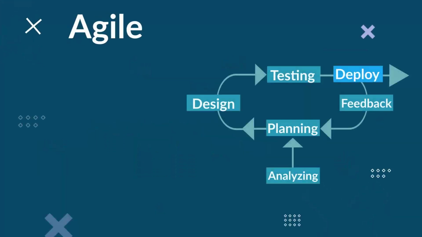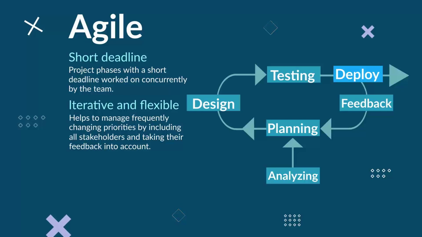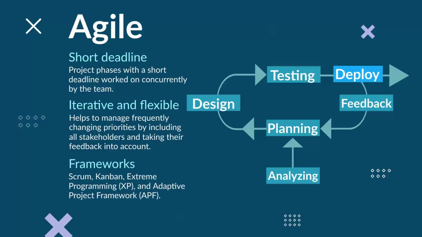Number 1. Approach to project management. The Agile project management methodology includes project phases with a short deadline that are worked on concurrently by the team. Agile is iterative and flexible, which helps to manage frequently changing priorities by including all stakeholders and taking their feedback into account. Changes in priority can cause a reduction in productivity, especially if the changes come late in the project. Agile encompasses many popular frameworks including Scrum, Kanban, Extreme Programming or XP, and Adaptive Project Framework or APF.